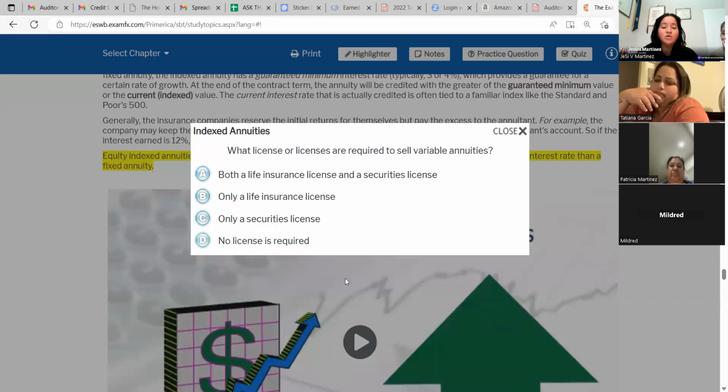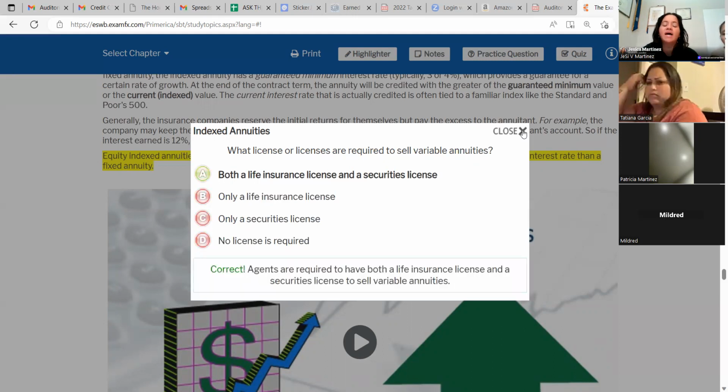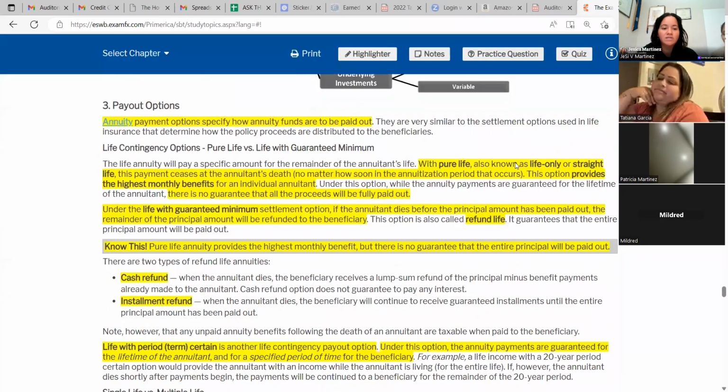So a little bit more. What license or licenses are required to sell variable annuities? Both a life license and a securities license, only a life insurance license, only a securities license, or no license is required. Ellie says both. I guess both, since we're selling different things. Yes, perfect, both. I saw that question written 2 or 3 times in different ways, because they want to make sure you know you're required to have a license to sell certain products and which license is for what product.